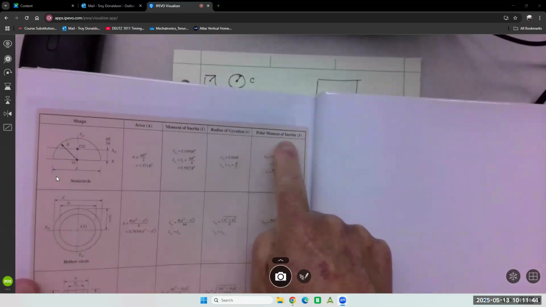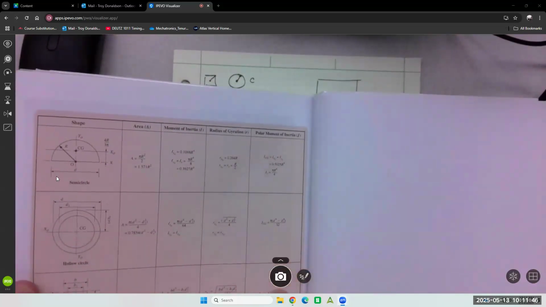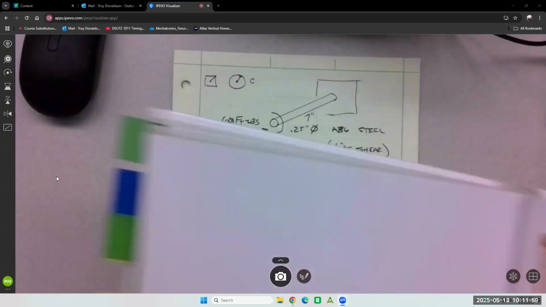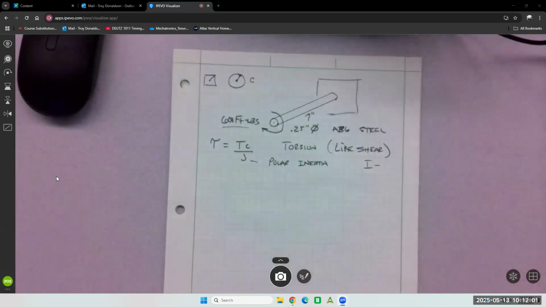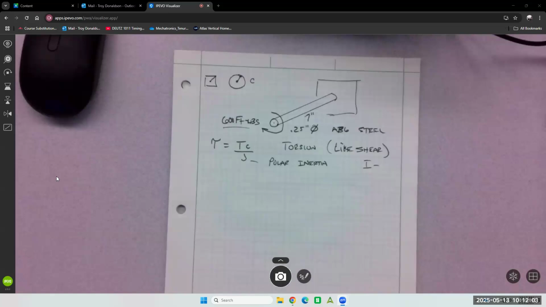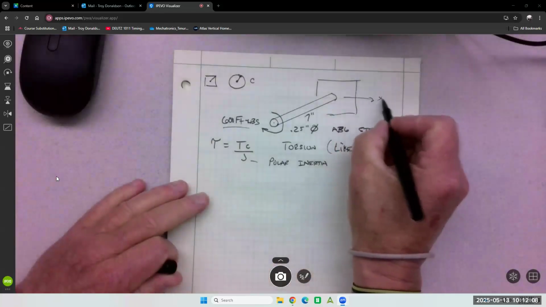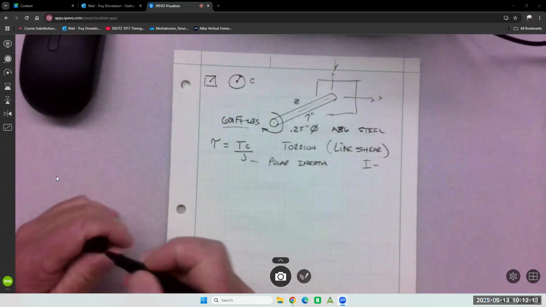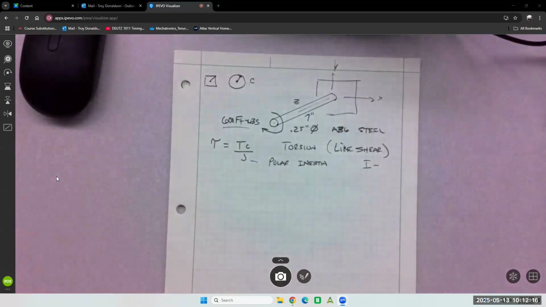Polar moment of inertia. Formulas for different shapes: half circle, pipe, square, semicircle, rectangle, round. Right? What is it? It's the inertia about the z-axis. So we did Ix, we did Iy. Now, because Ix would be like right here, this would be y, and this would be z. So the inertia involves the rotation effect.